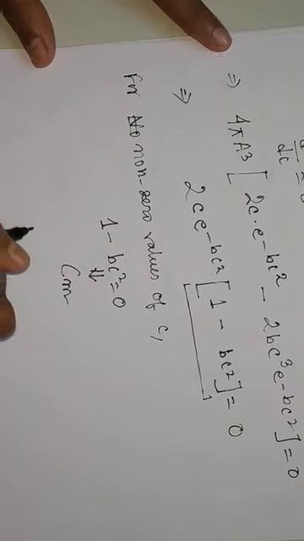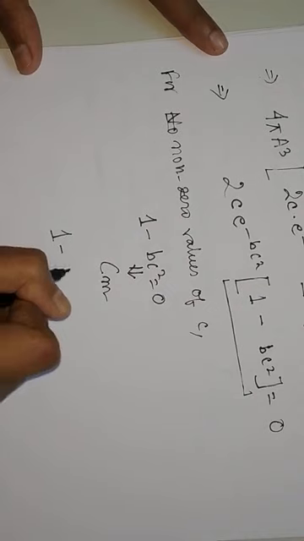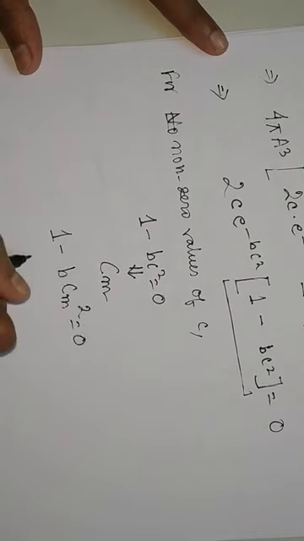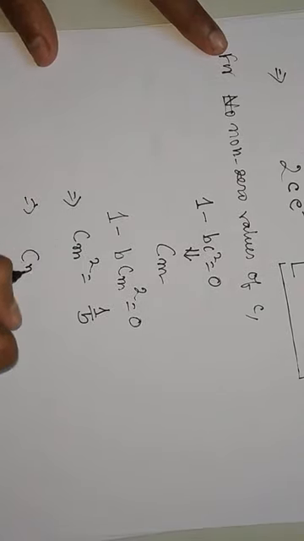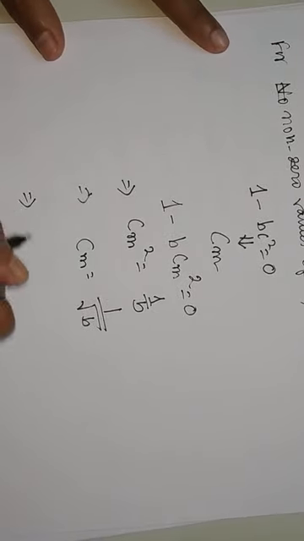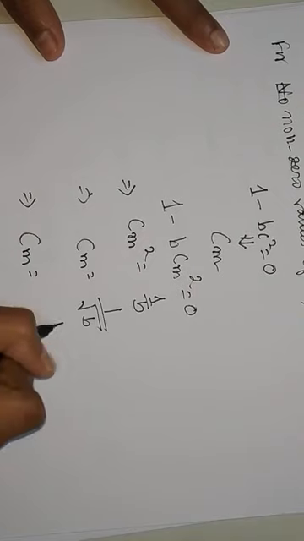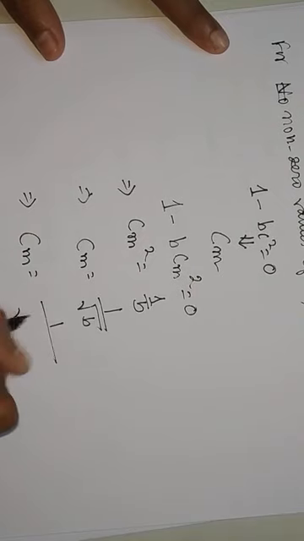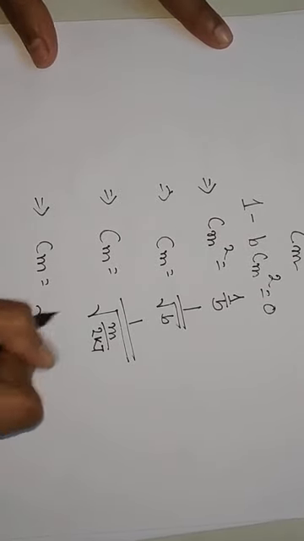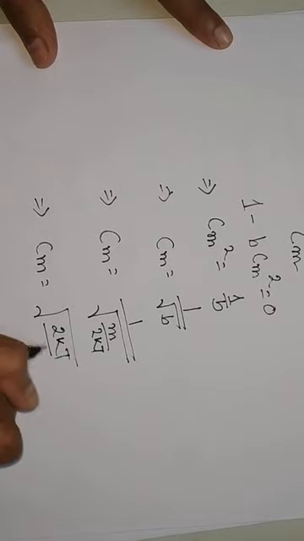Therefore 1 minus b cm square equals 0, or cm square is 1 by b, or cm is 1 by root over b. Now we'll put the value of b, which was m by 2kT. Therefore cm is root over 2kT by m.